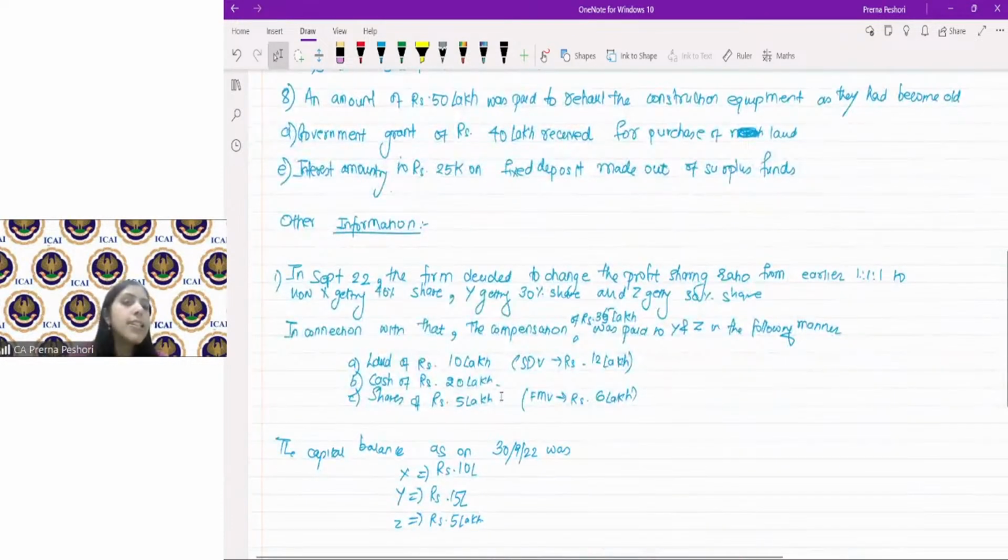Other information. In September 22, the firm decided to change the PSR from earlier 1:1:1 to now X getting 40% share, Y getting 30% share, and Z getting 30% share. In connection with that, compensation of 35 lakh was paid to Y and Z in the following manner. Land of rupees 10 lakh, stamp duty value 12, cash of 20 lakh, and shares of 5 lakh, FMV is 6 lakh. The capital balance as on 30th September 22 was XYZ 10 lakh, 15 lakh, and 5 lakh.